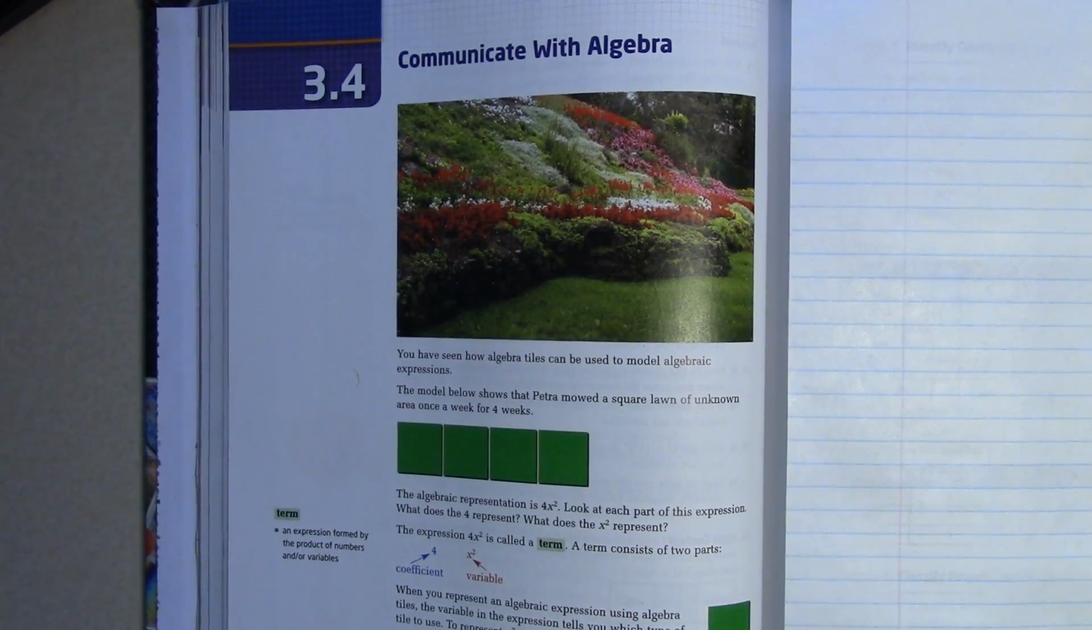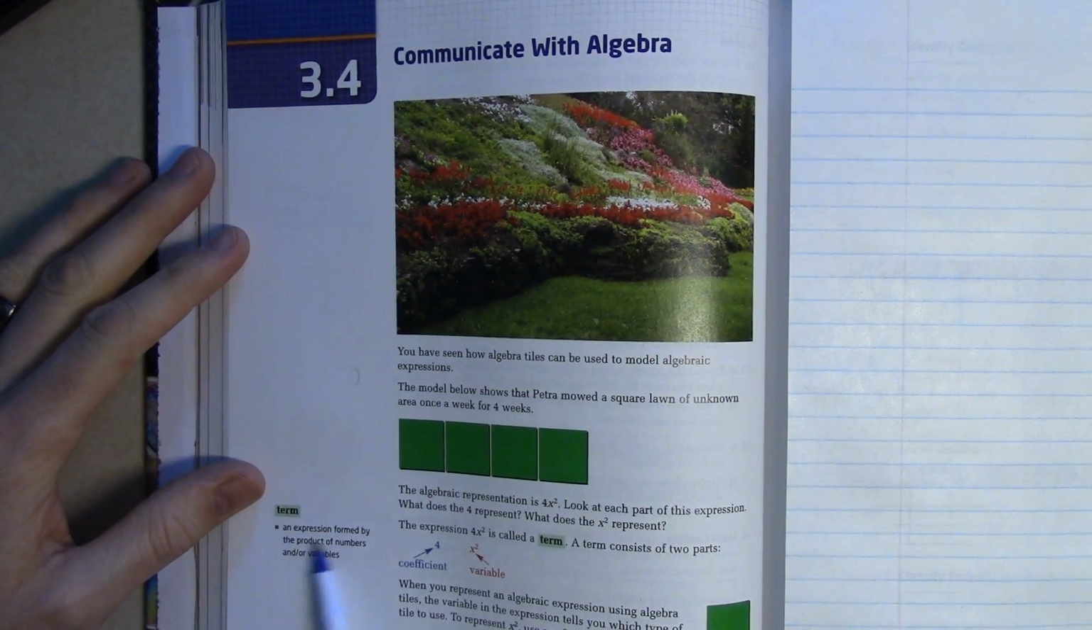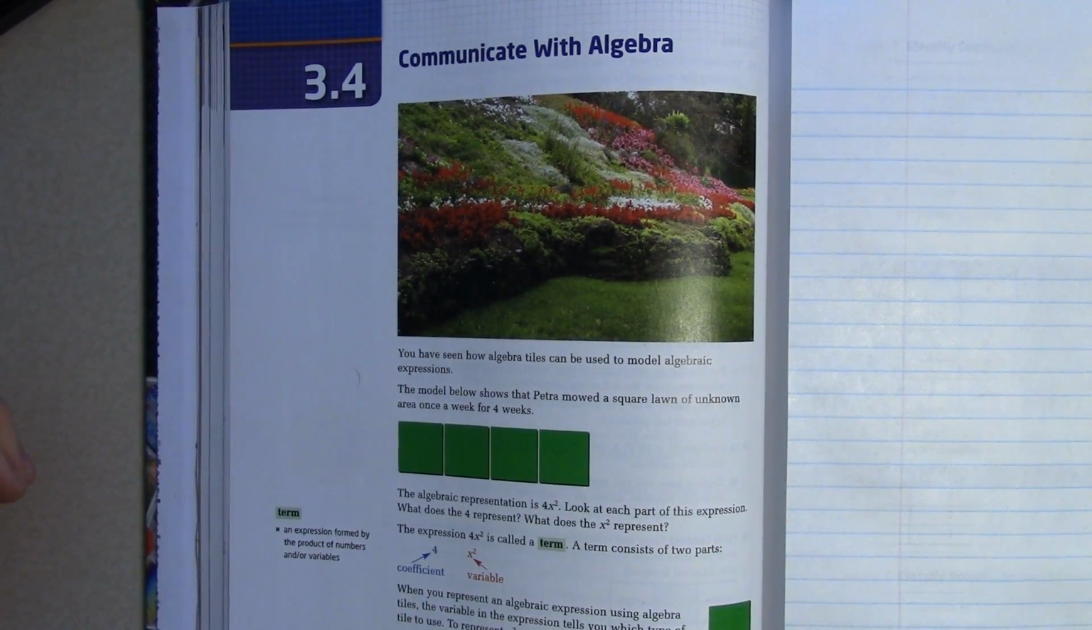This is section 3.4. We're learning how to communicate with algebra. So we're learning a bunch of different definitions you may or may not have seen for the first time. The first one we're going to learn about is the word term. It's an expression formed by the product of numbers and/or variables.